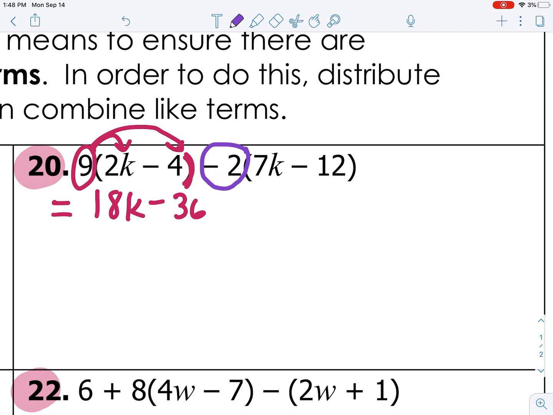Over here, you'll notice that we have a minus and a 2. We want to distribute the negative along with the 2. So we're going to distribute a negative 2 inside the second set of parentheses until we have a closed parenthesis at the end. So this is negative 14k because negative 2 times 7k is negative 14k, and negative 2 times negative 12 is a positive 24.